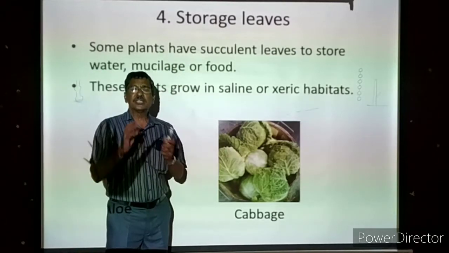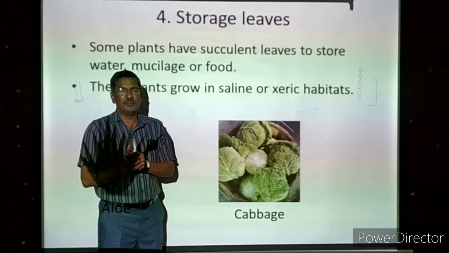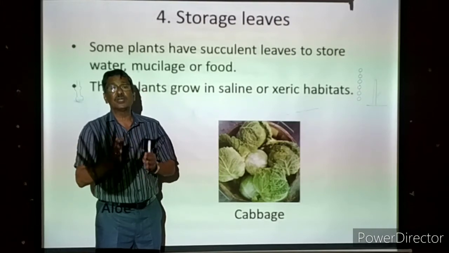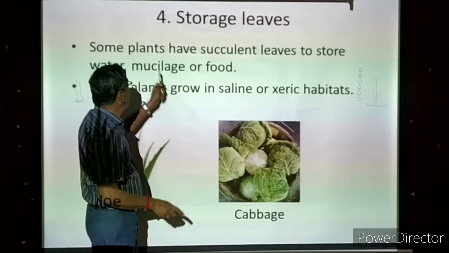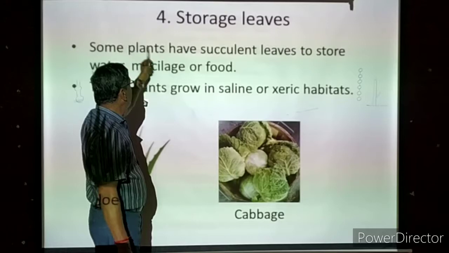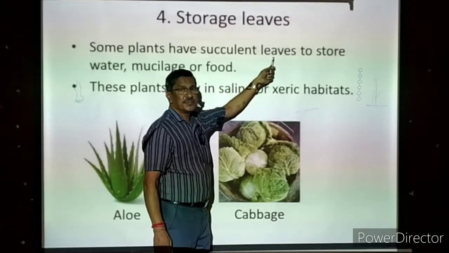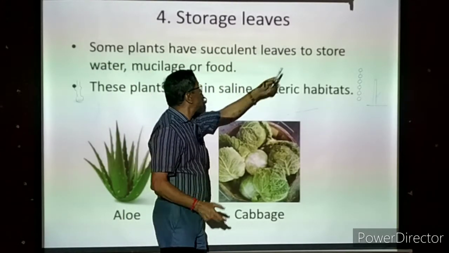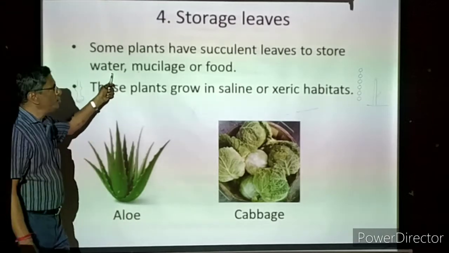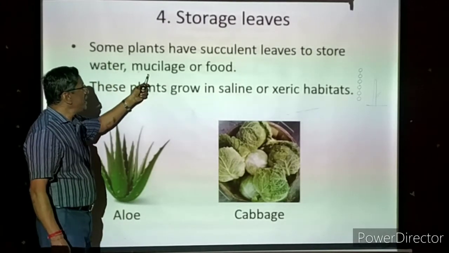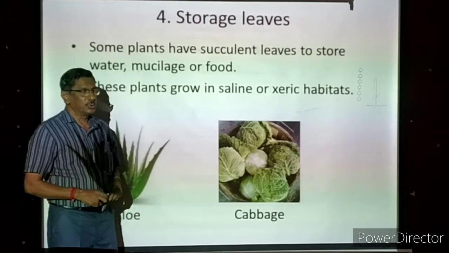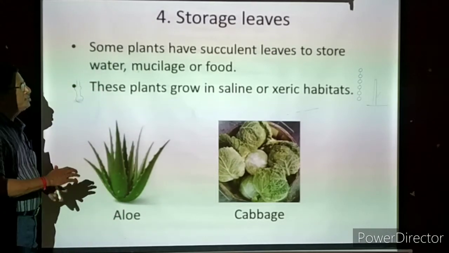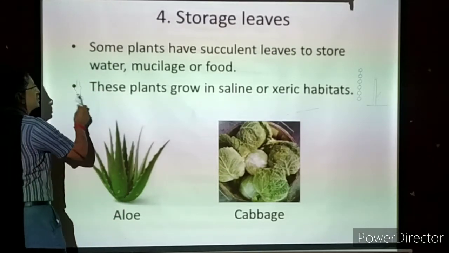Even the previous one, the stem of cactus, Opuntia, if you take, it is thick and leathery. It is called a succulent stem. The same name we are giving. Some plants have succulent leaves, thick and leathery leaves, to store water. Not only water, mucilage or food; anything can be stored. Now that is very, very important for the future of the plant. Okay, that is the first one.